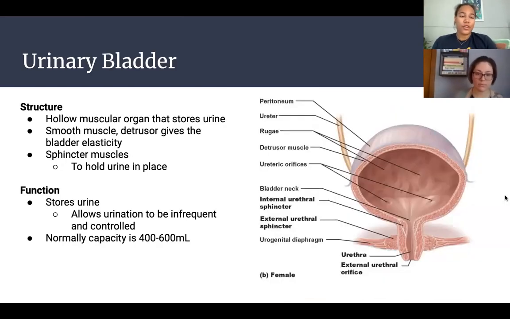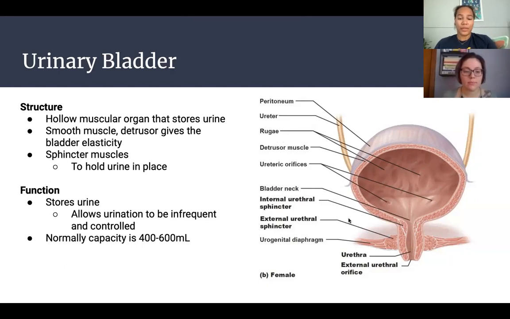Now I'm going to talk about the urinary bladder. It is a hollow muscular organ that helps store urine, and the smooth muscle on the outside surrounding the bladder is called the detrusor. And then on the interior wall are the rugae, and I'm not 100% sure how to pronounce it properly, but it is the interior lining of the bladder that helps expand and hold more urine.